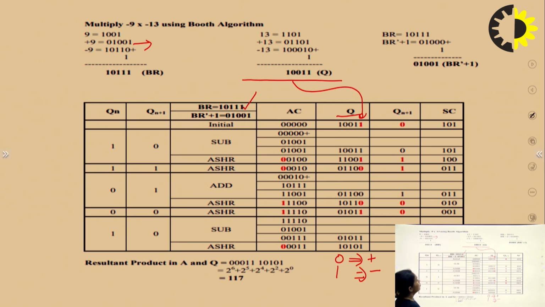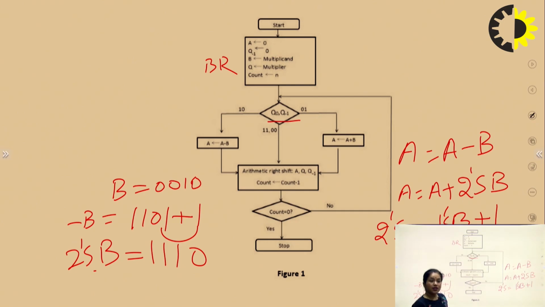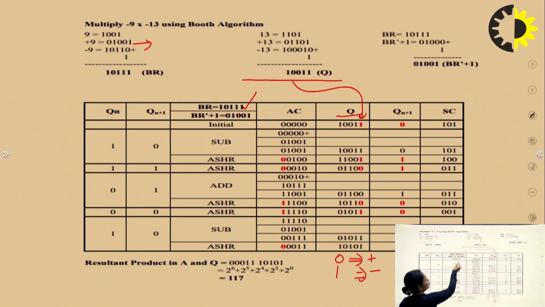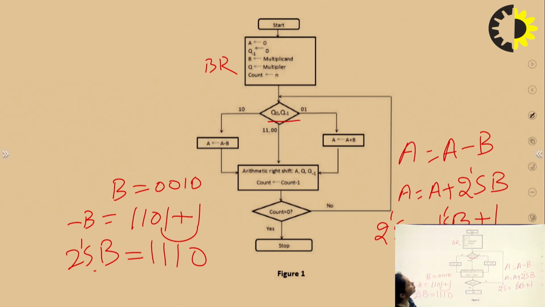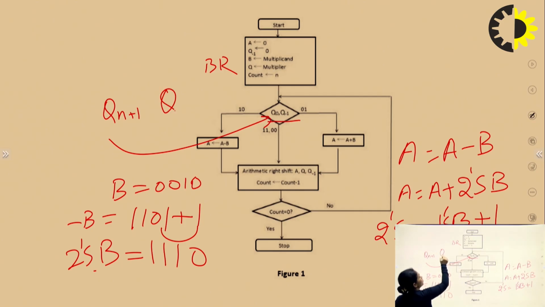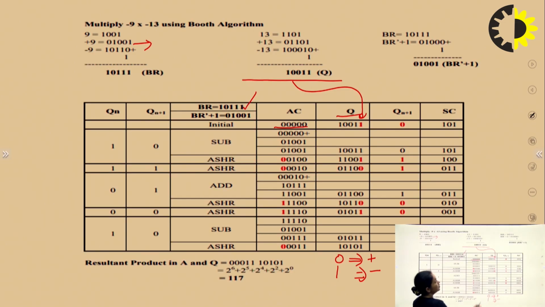Now go back. The accumulator will initially be 0. The number of bits in both is 5, so the accumulator will have value 0 with 5 bits, so there will be 0, 0, 0. Now we will go for Qn plus 1, or we can say Qn. If I am taking Qn plus 1 as Q0, then Q minus 1 will be Qn. There is nothing to be confused. So initially what will be the value of Qn plus 1? That will be 0.